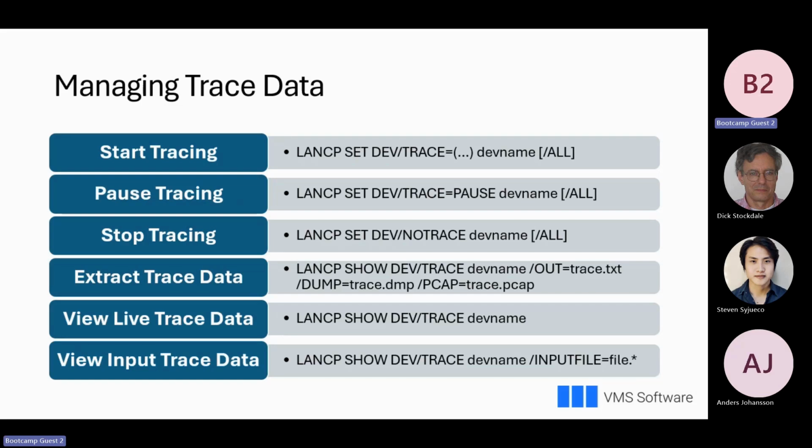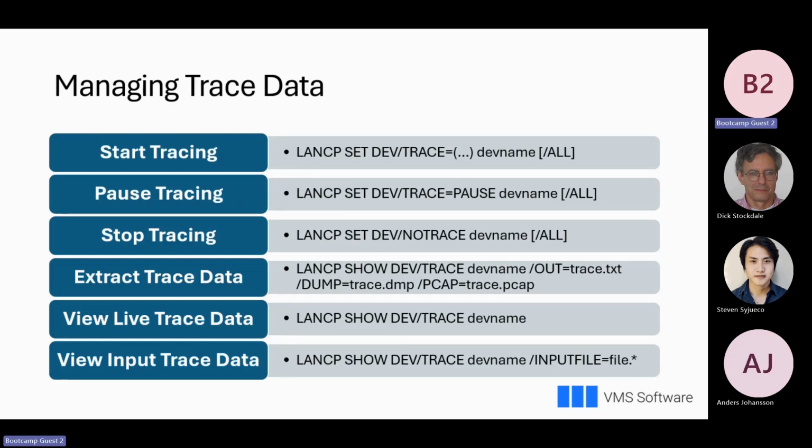For start tracing, it's basically the setting. When you set up a setting for LANCP, it automatically starts tracing. It begins listening to whatever events you have enabled in the trace mask. Then for pause tracing, this would temporarily halt the tracing. So it won't delete the buffer. This is what you want if you just want to view the current captured trace events.